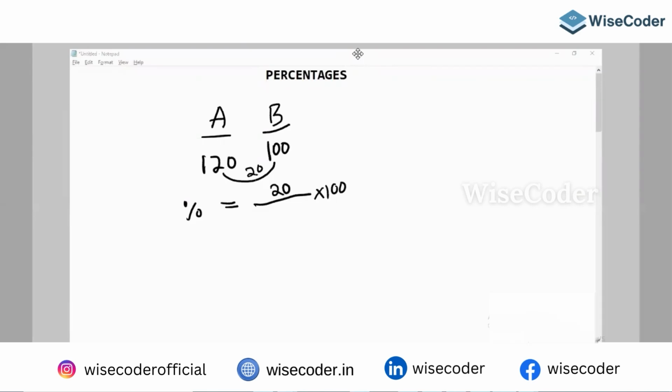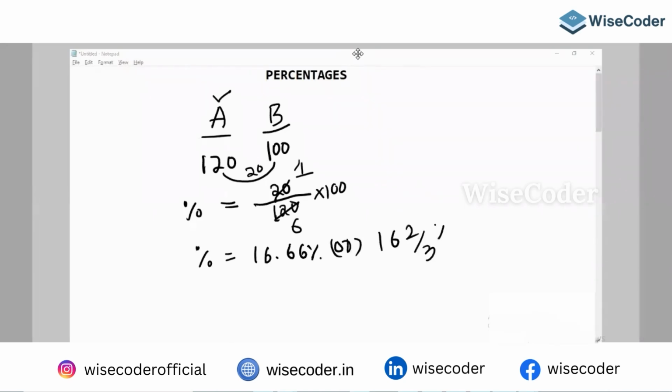So I am comparing with what? A. So A will come in the denominator. What is A value? 120. So 21s are 26 are. This is also a very important point. The moment you see 1 by 6, you have to say the answer is 16.66%, or you can say 16 2 by 3%.